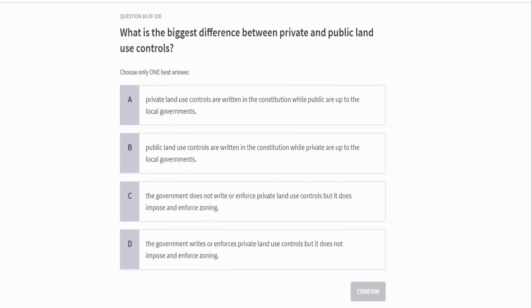All right, question 18. What is the biggest difference between private and public land use controls? Ooh, this is a fun one. All right, so there's 4 options. A, private land use controls are written in the Constitution, while public are up to the local governments. B, public land use controls are written in the Constitution, while private are up to the local governments. C, the government does not write or enforce private land use controls, but it does impose and enforce zoning. And then D, the government writes or enforces private land use controls, but it does not impose and enforce zoning. So like usual, I'm going to give you guys some time to think about this one and come up with your answer. So go ahead and do that now.